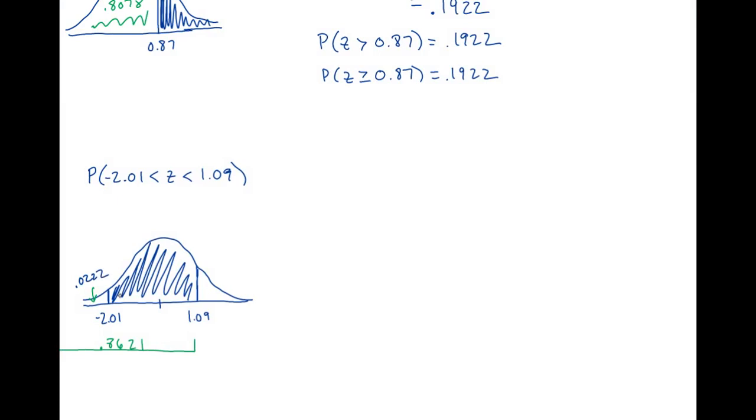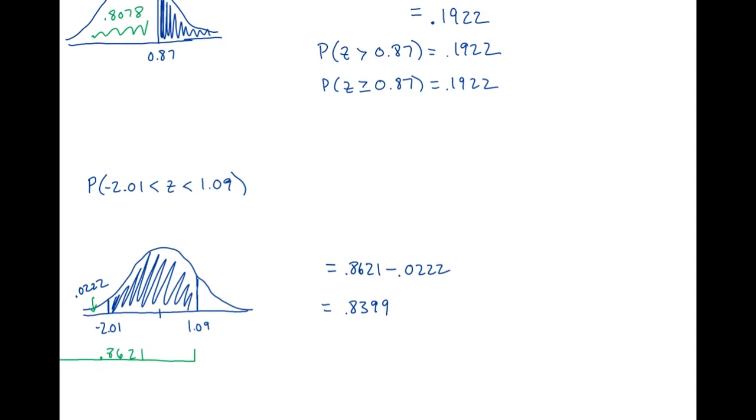To find the remaining area in between, we simply take 0.8621 and we subtract 0.0222. What remains will be the area just in between negative 2.01 and 1.09, which equals 0.8399.